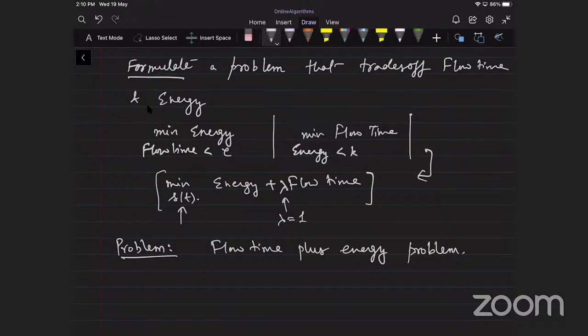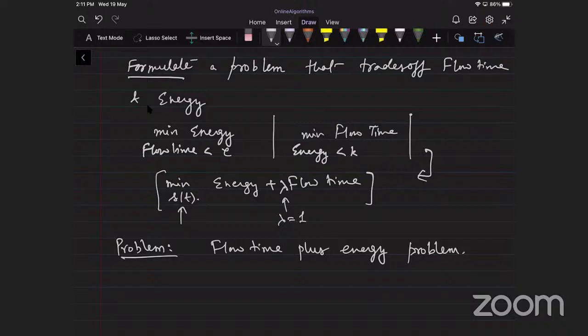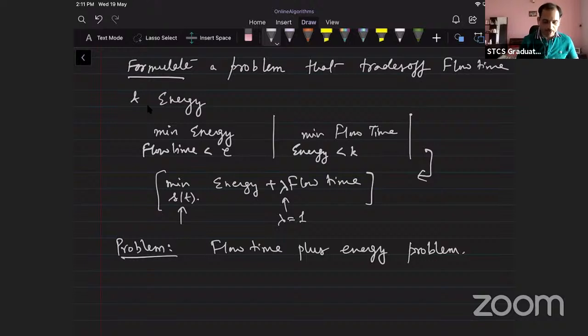I have a question. How do you add energy and flow time? Right, so that's why this lambda will play the exact role of scaling. You have two different, distinct quantities, and the lambda will make sure that you can value them differently. If you value energy a lot more than flow time, then lambda will be small. And if you value flow time more than energy, then lambda will be large.